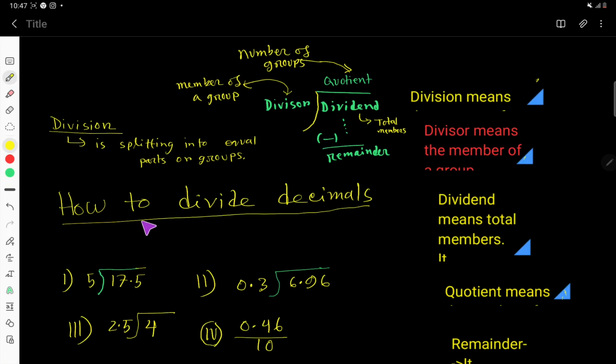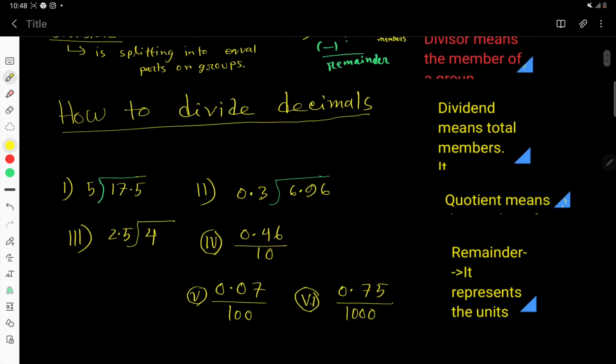From this video, you will learn how to divide decimals. Look at this example. From this example, you learn how to divide a decimal number by a whole number. And from this example, you will learn how to divide a decimal number by another decimal number. And from this example, you will learn how to divide a whole number by a decimal number. And from these three examples, you learn how to divide a decimal number by 10, 100 and 1000.